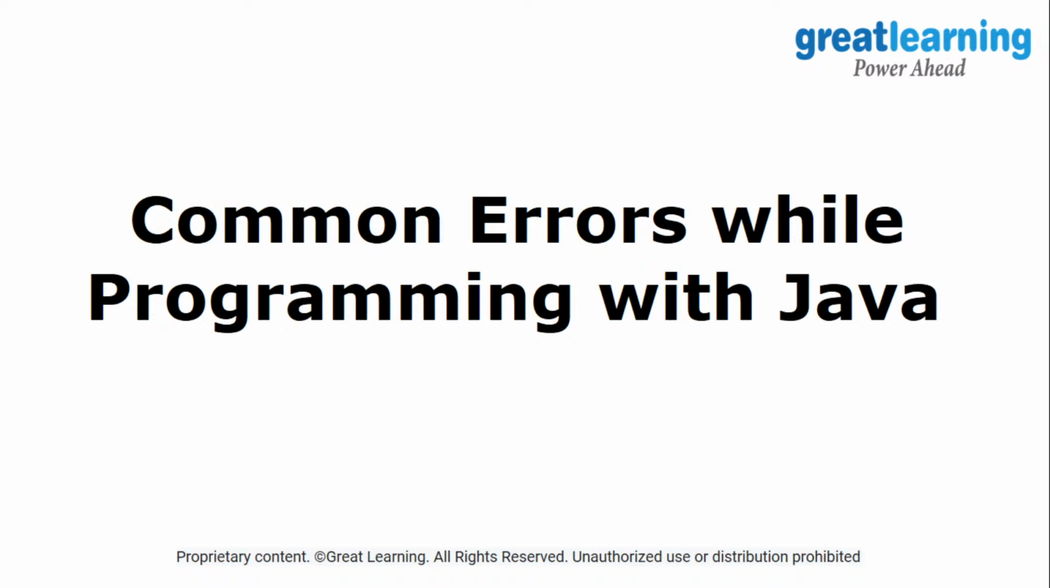Now if you're trying to access some location in an array which is not present, let's suppose the size of the array is 10 and you're trying to access the 12th location which is not present, that is also a runtime error, that is the array index out of bound error.